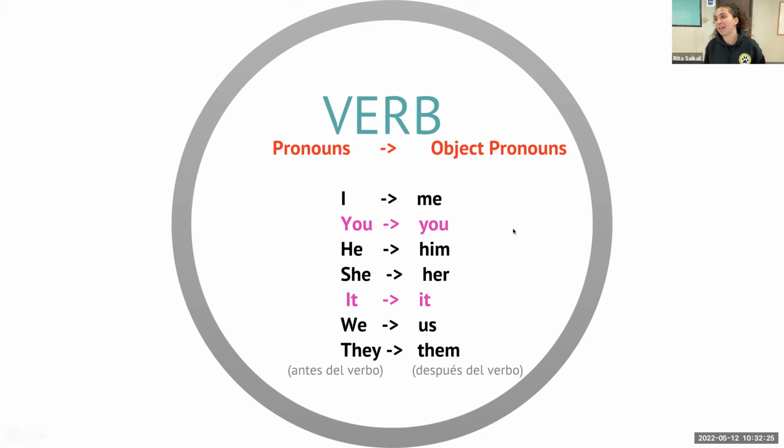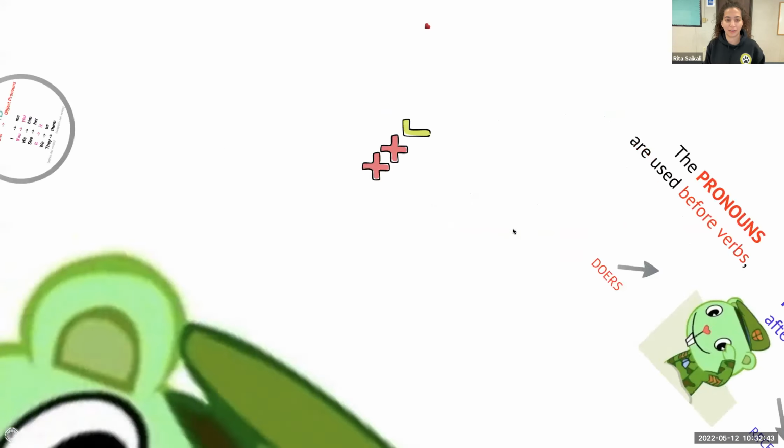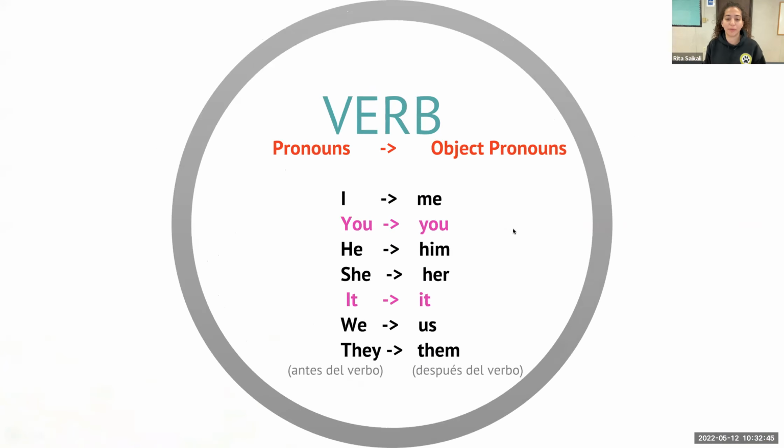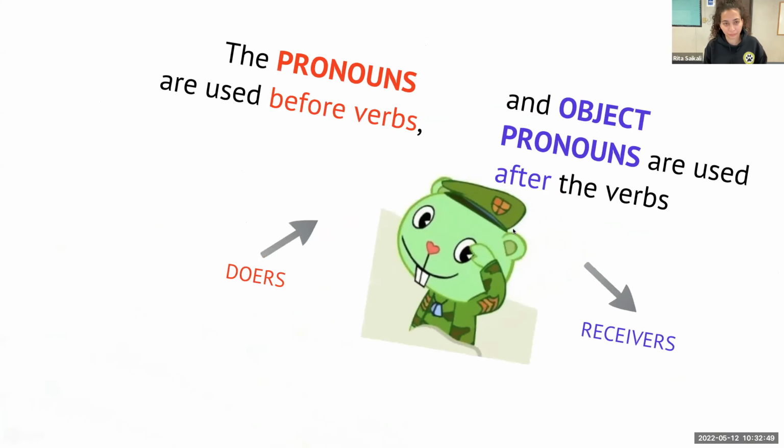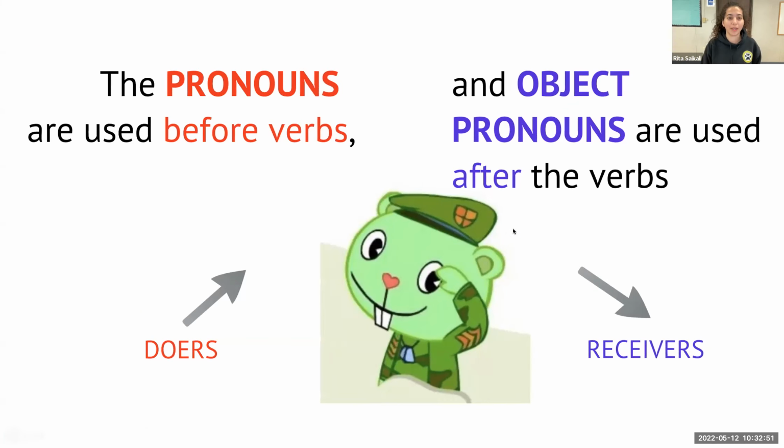He also has them in Spanish, which is kind of nice. So that goes before the verb, right? I, you, he, she, it, we, and they go before the verb. And me, you, him, her, it, us, and them go after the verb. Okay? So you see it right there. Antes del verbo, después del verbo. Cool, my people?